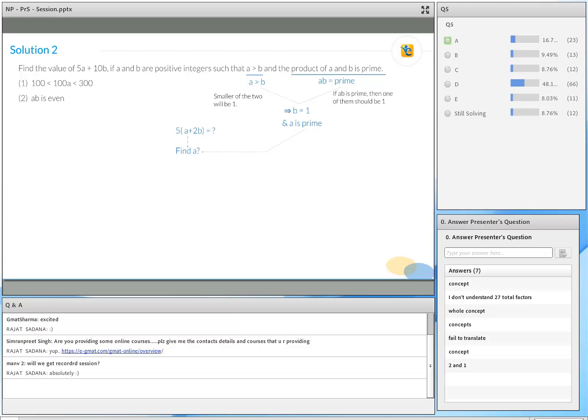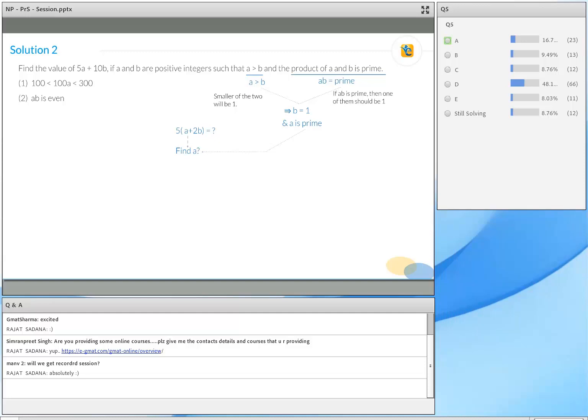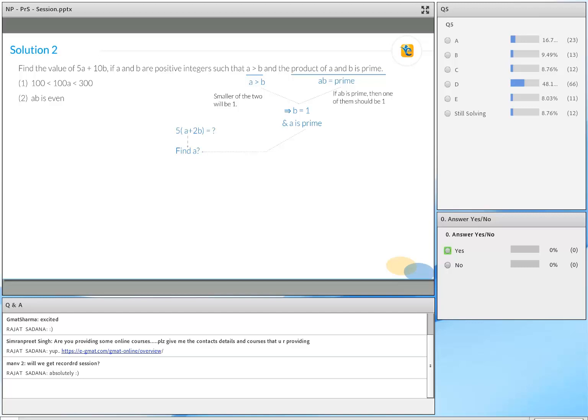Okay, how many of you were able to solve this question till this point? How many of you did so much analysis on the question statement? Okay, that's good to know. All right. Now, what else do we know? We know that A and B are integers. Okay. Now, let's take a look at statement 1.